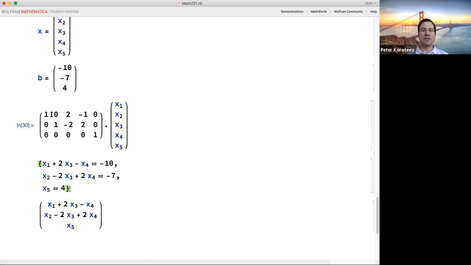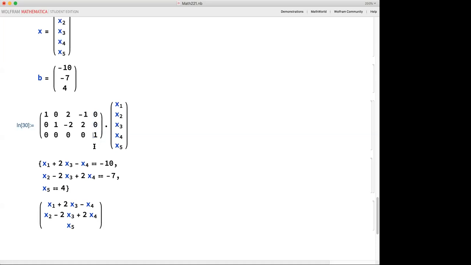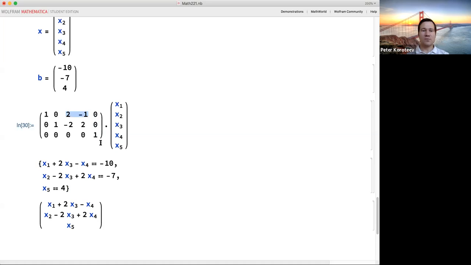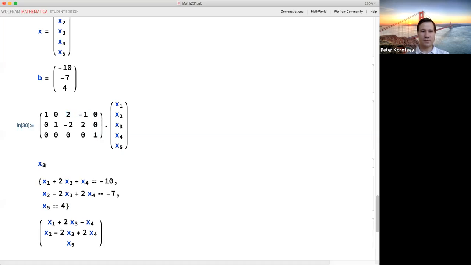So let's adopt the following rule. If you have a matrix in pivot form, in echelon form, then x5 will be the variable, x2 is the variable and x1 is the variable. So we're looking at pivot columns. Column 1 is a pivot column, column 2 is a pivot column, and column 5 is a pivot column. So 3 and 4 will be parameters here. So x3 and x4 are parameters.